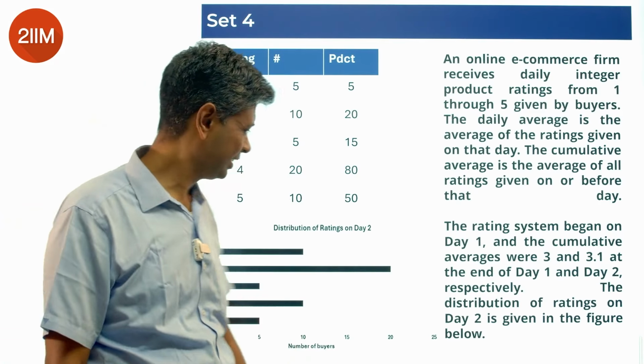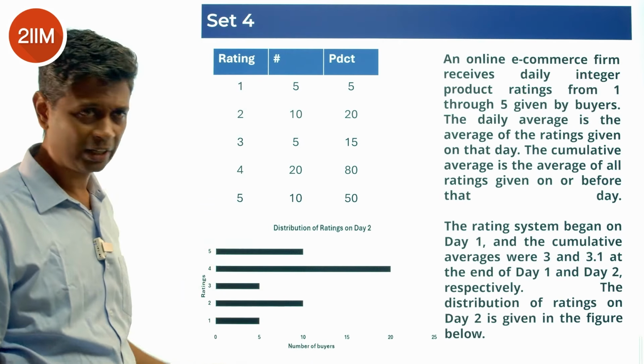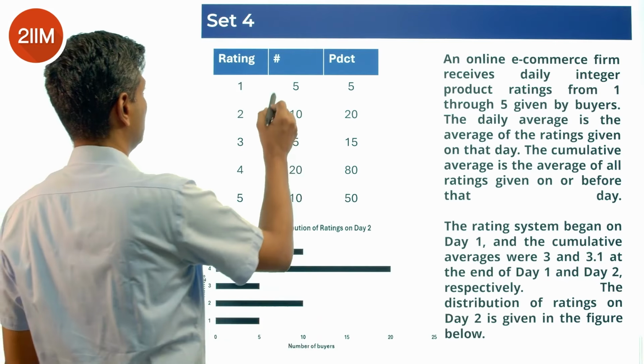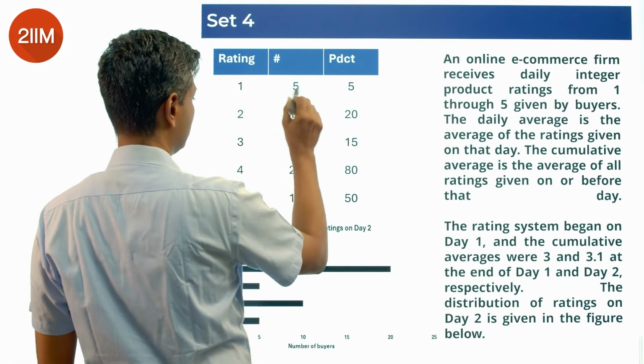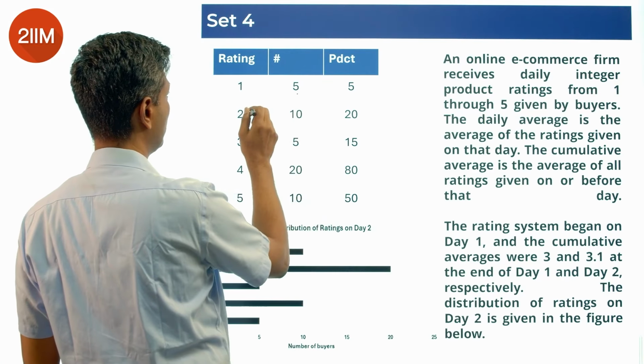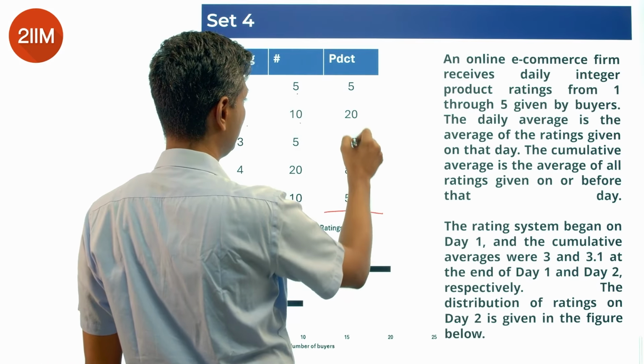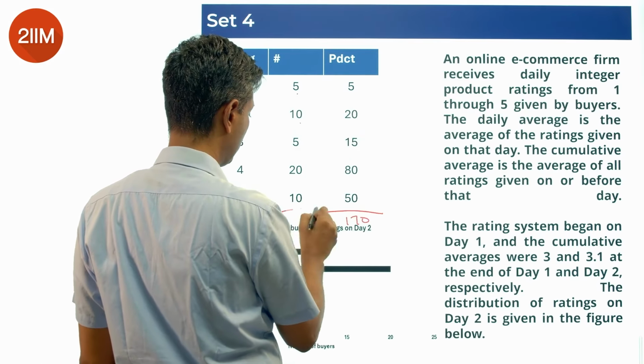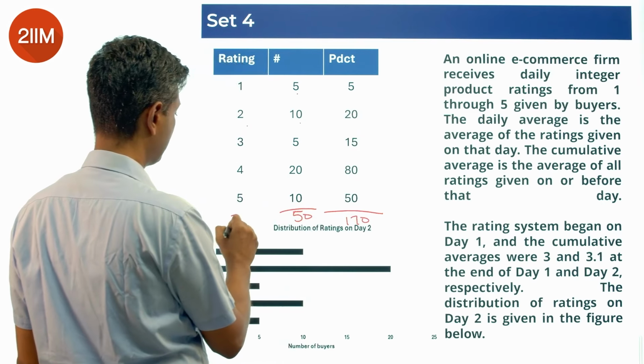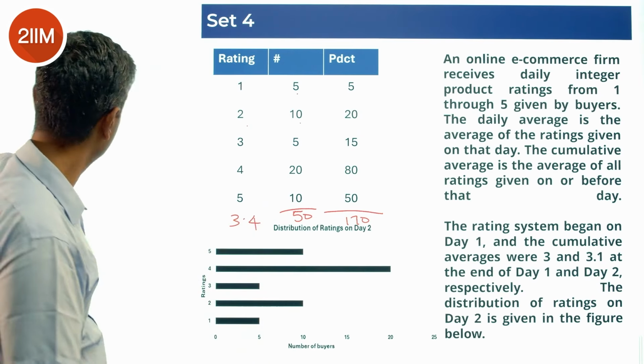Let's crack this grid. Two types of data set. We've captured all this data. Number of people who give 1 is 5. Number of people who give 2 is 10. We've done all this math. If we add all this up, 130, 150, 170, add all this up is 50. So overall average is 3.4 for day 2.